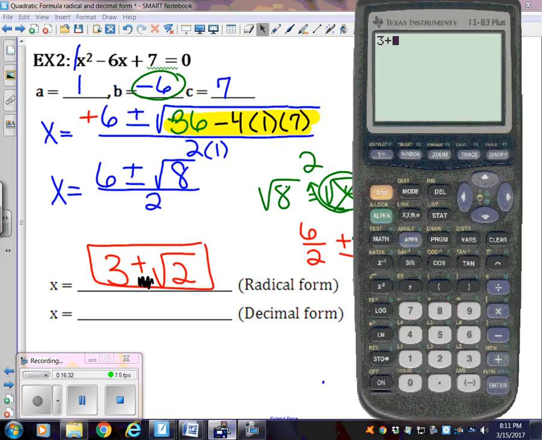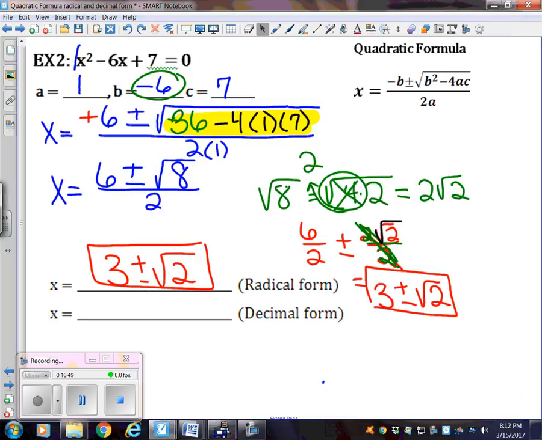3 plus the square root, so second key x squared. You have a bar. I have an older calculator, so I'm doing square root of 2, and I have to keep mine in parentheses. Enter. 4.41. So the first answer is 4.41. Okay, we'll keep that in mind. So when I did the first answer, I get 4.41.